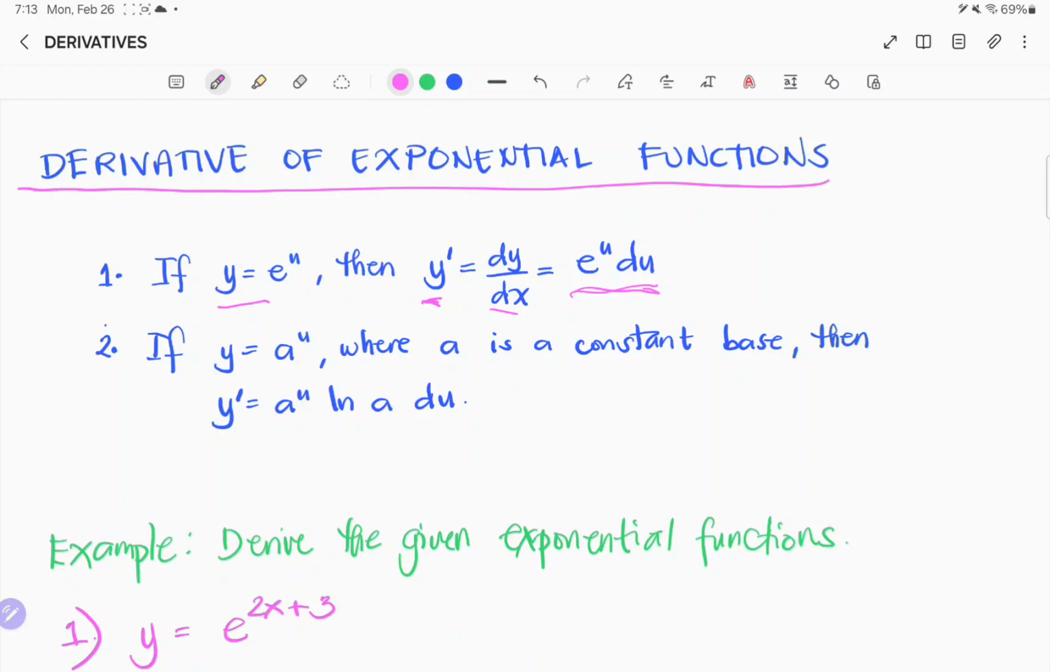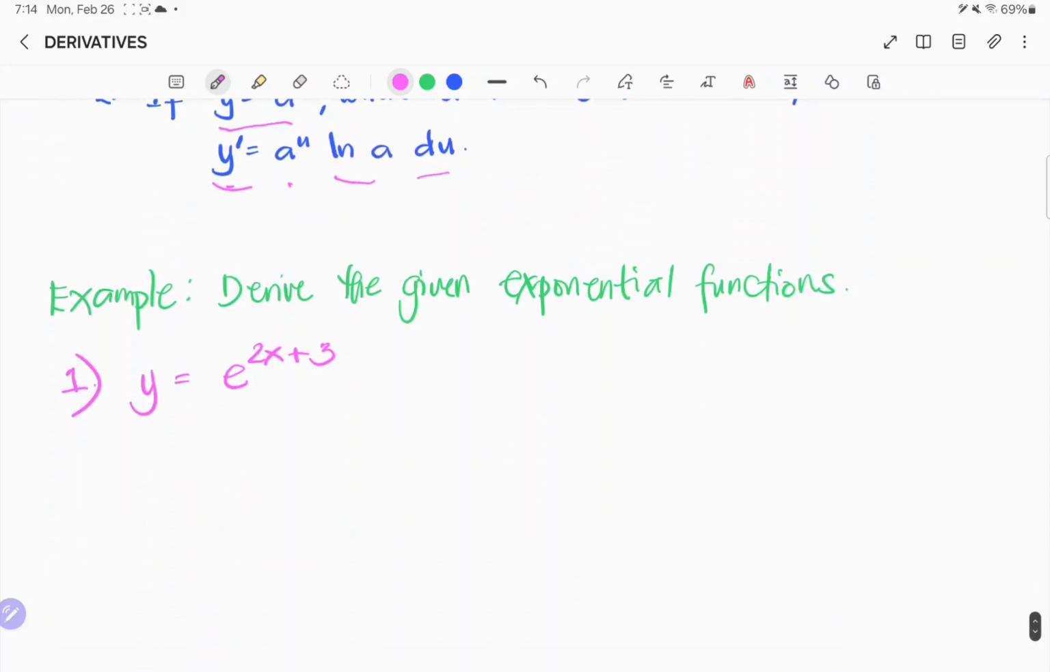Now for number 2, the second form is if y equal to a raised to u, where a is a constant base and u is a function, then the derivative of y is equal to y prime equal to copy a raised to u, write ln a, and multiply the derivative of u. So we have an example below.